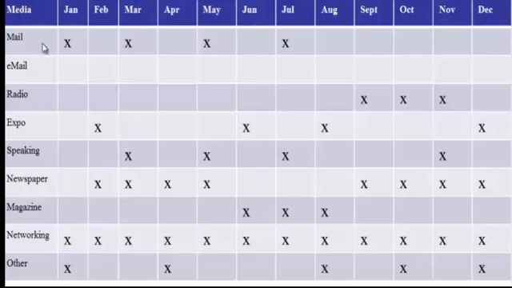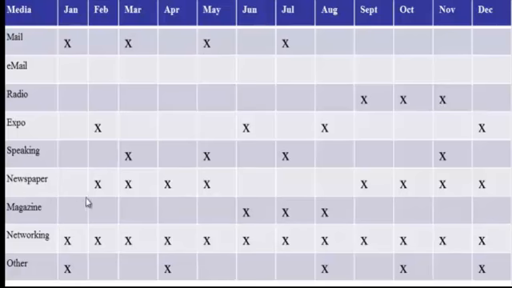So in this example, we're saying, okay, we're going to do some direct mail in January, we're going to do it again in March, we're going to do it again in May, and we're going to do it in July. We're going to do a radio ad September, October, November. We're going to do trade shows and expos, one in February, one in June, one in August, and one in December. We're going to do a speaking engagement in March, May, July, and November.